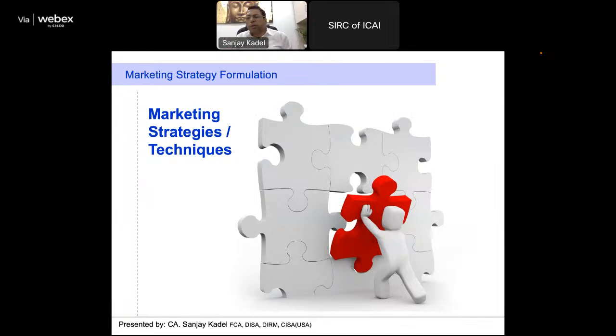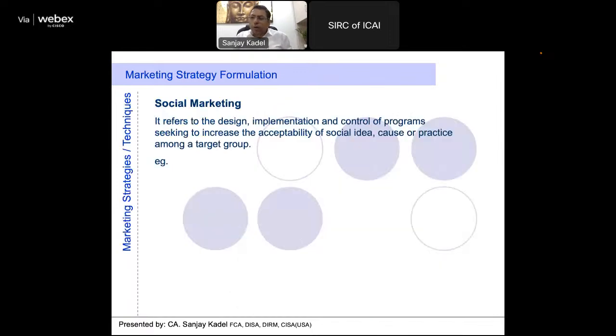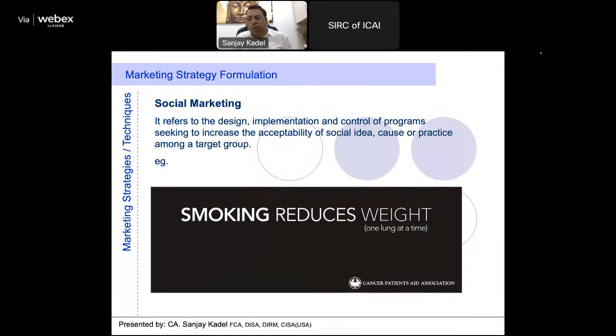Now let us see some of the marketing strategies or marketing techniques. I will just quickly run through these marketing techniques. First, you have social marketing. Social marketing doesn't mean social media marketing. Here, social marketing means marketing where there is a seeking of acceptability of a social idea or a cause or a practice. For example, you may all be very well aware of Swachh Bharat Andolan, and clean city, green city. Stop smoking. These are all social marketing, where a social idea or a social cause or practice is being promoted or marketed.